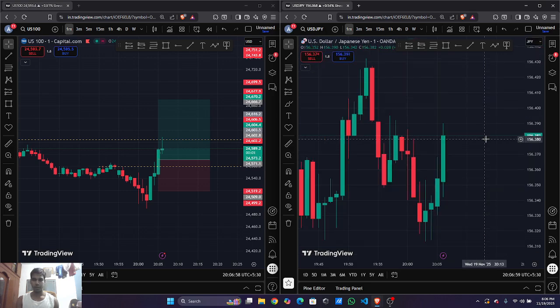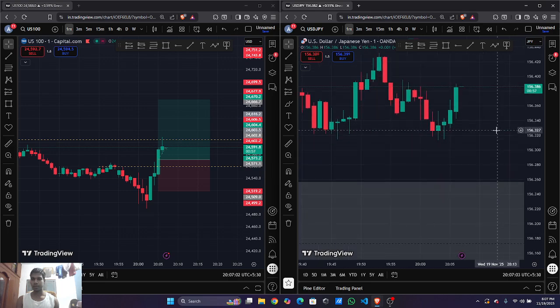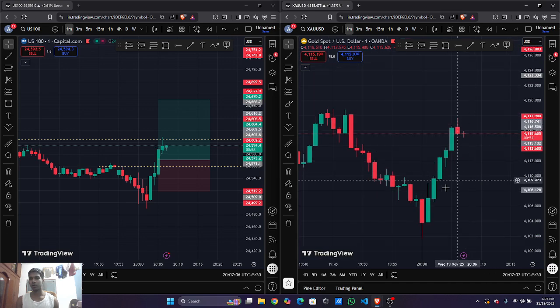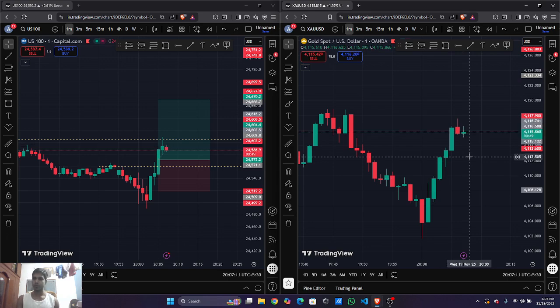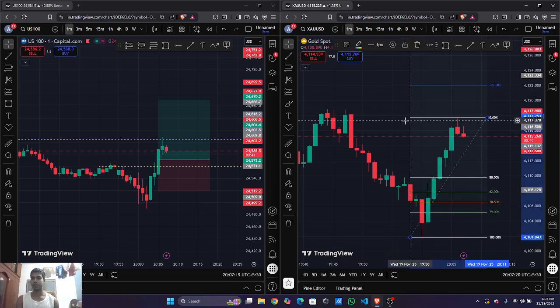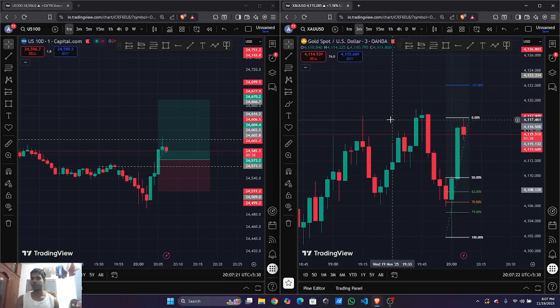AUD, we won't trade AUD. JPY, we won't get a trade in JPY. Maybe we'll only get one trade. We only got one trade. Gold is good, but there is no retracement. You can enter over here on a breakout structure, but I need at least 50% retracement of this move. So you can say a 3-minute breakout structure is where I can enter.